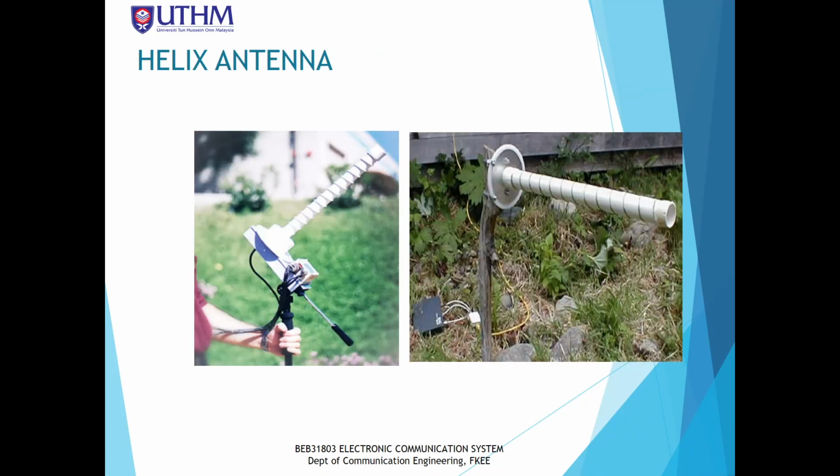Helix antenna is also used for satellite signal reception. Parabolic antenna can also be used, like your Astro, for example. If you use Astro, we use a parabolic dish to capture the signal from the satellite. Another thing is that we can also use a helix antenna for satellite signal reception.